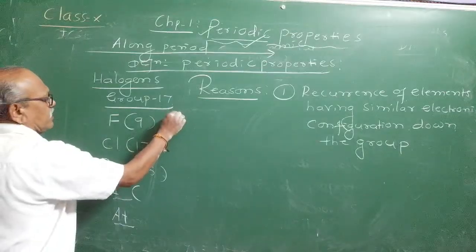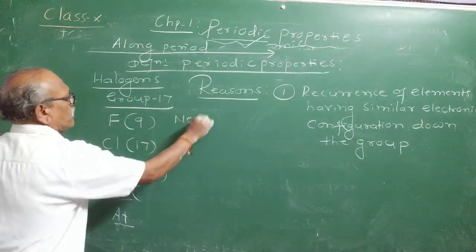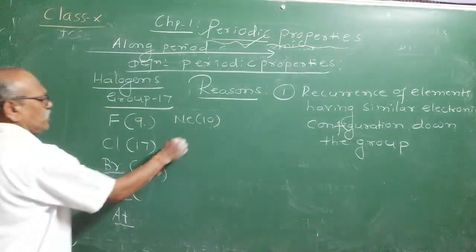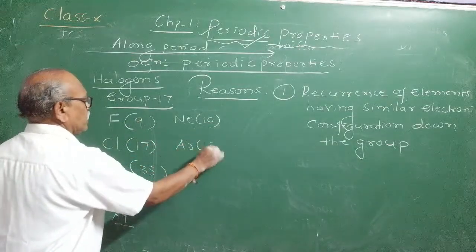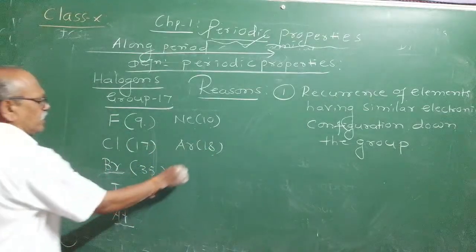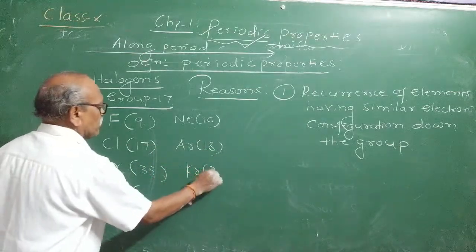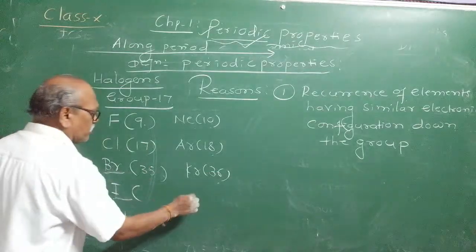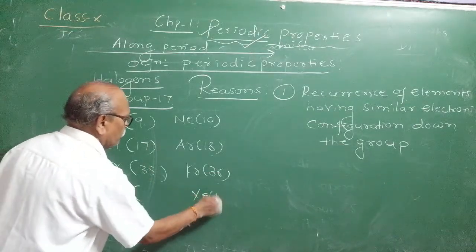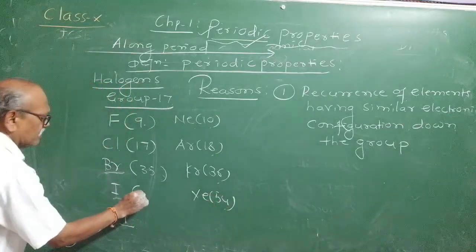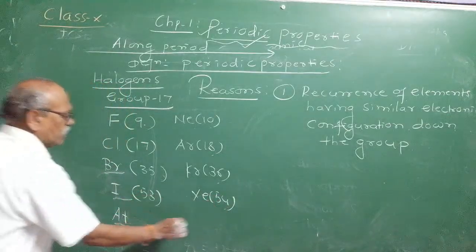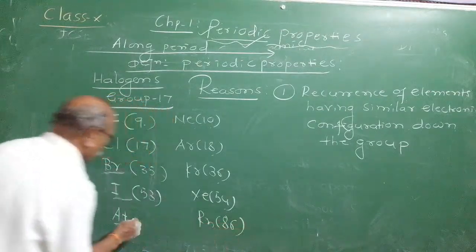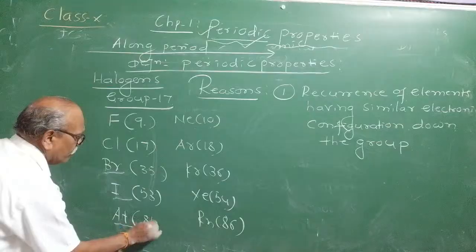Next one will be inert gas. Inert gases are neon, atomic number 10, one less than fluorine. That's how you can remember. Next is argon, 18, one less than chlorine. The next is krypton, atomic number 36, one less than bromine. Without knowledge of the periodic table, you cannot remember many things. Xenon is 54, so iodine will be 53. Radon is 86, so the atomic number of astatine will be 85.